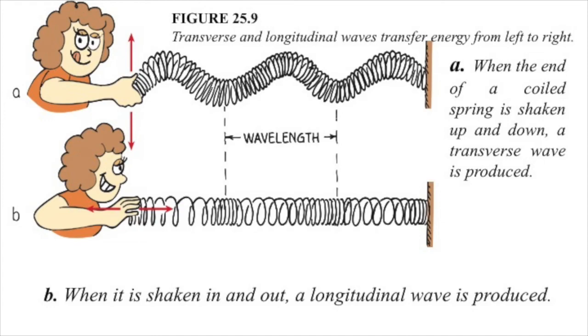And here is the example of what we're just talking about. You have figure 25.9. You have the transverse and longitudinal waves transfer energy from left to right. A. When the end of the coiled spring is shaken up and down, a transverse wave is produced. When it is shaken in and out, a longitudinal wave is produced. So there are very different waves.